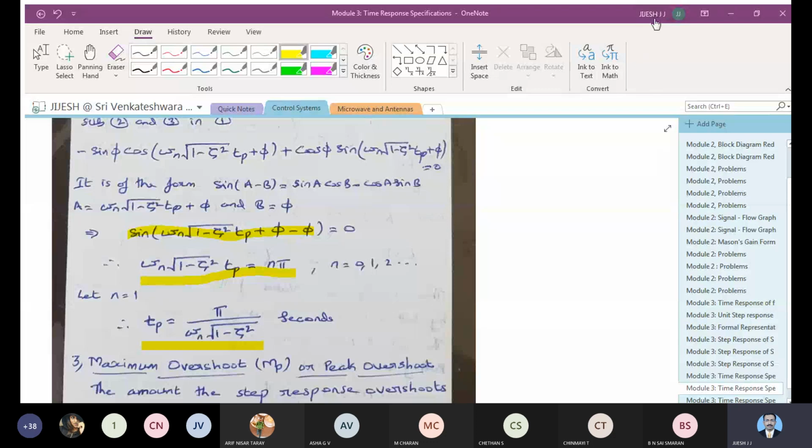So have you completed? We'll proceed with maximum overshoot. Yes, sir. Okay. So we have got the equation for Tp as pi divided by omega and root of 1 minus zeta square. Now we will continue with maximum overshoot, that is called Mp. It is also called peak overshoot.